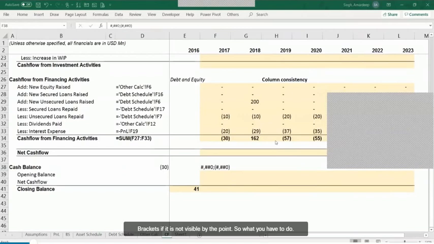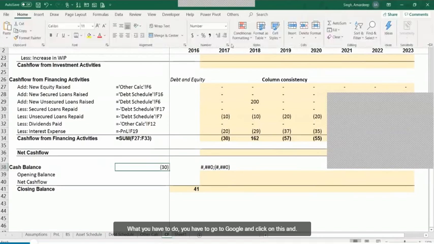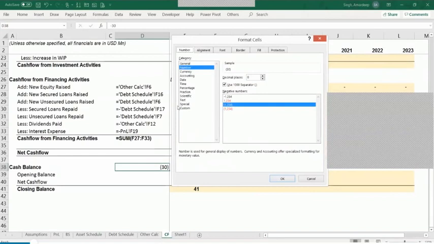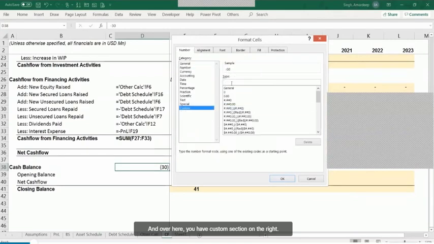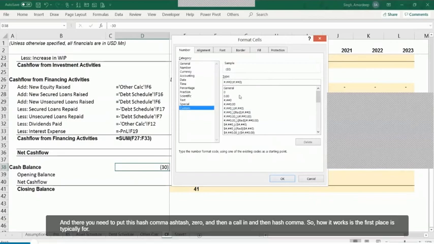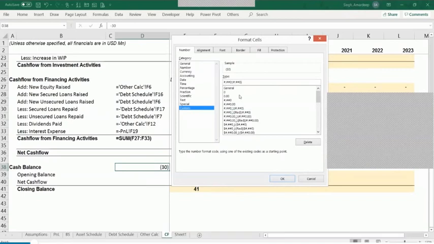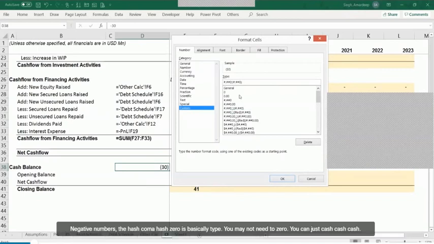brackets. So if it is not visible by default, what you have to do is go to home and click on this number formatting. And over here, you have the custom section. On the right hand side, you have a type in custom, and there you need to put this hash comma hash hash 0, and then a semicolon, and then hash comma hash hash 0 in the brackets. So how it works is the first place is typically for positive numbers and the second place is reserved for negative numbers. The hash comma hash hash 0 is basically a formatting type.